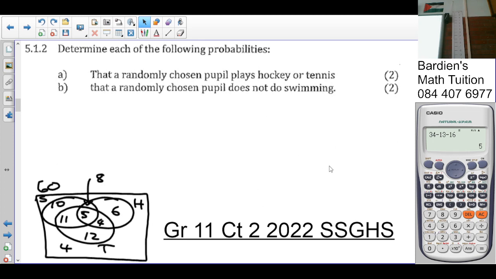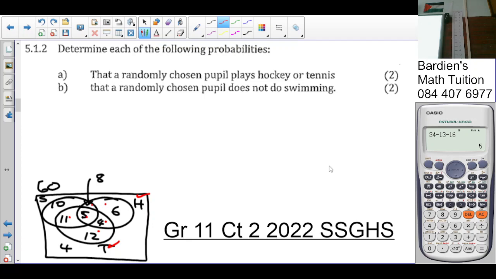Alright, 5.1.2. Determine each of the following probabilities. A. Determine the probability that a randomly chosen pupil plays hockey or tennis. So hockey or tennis. So in other words, is that and that will be hockey or tennis.